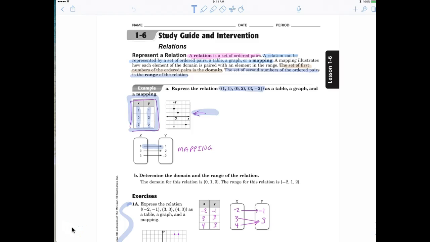All right, so looking at 1-6, again, I don't think it's that difficult. There's definitely some vocabulary that you need to make yourself aware of: domain, range, mapping, also independent and dependent variables. Does anybody have any questions?